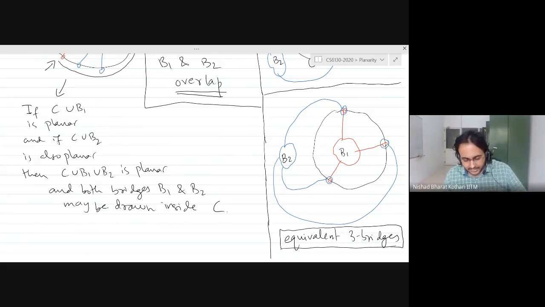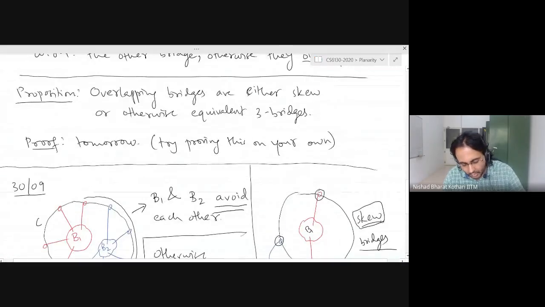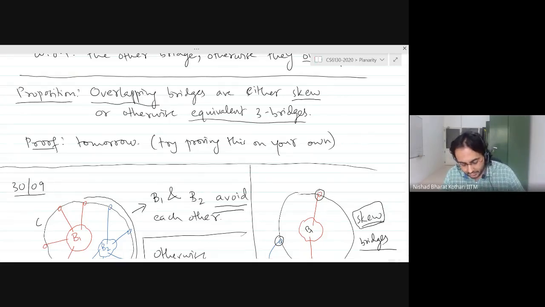And the proposition I stated at the end of the last lecture is that whenever two bridges overlap, which means they do not avoid each other, then either they are skew or they are equivalent three bridges, right? And I said at the end of the lecture that I will prove it today, and you should try to prove it on your own.